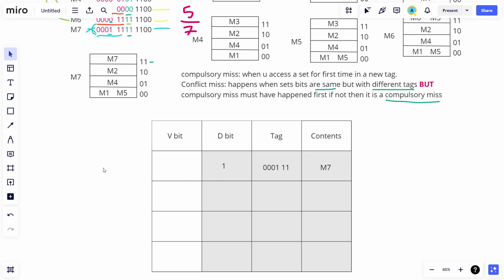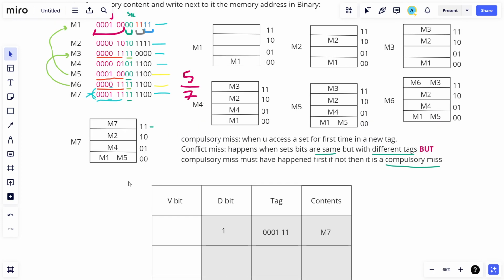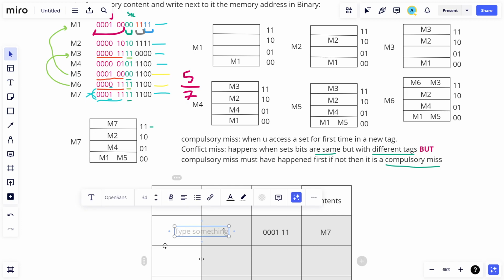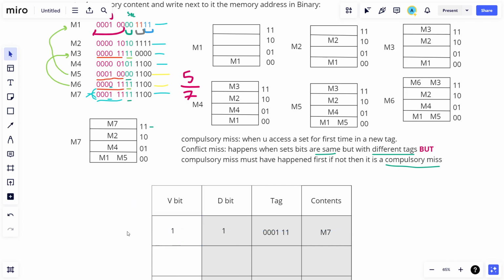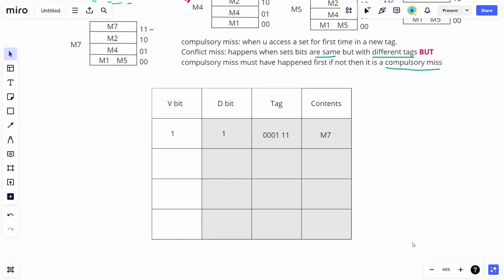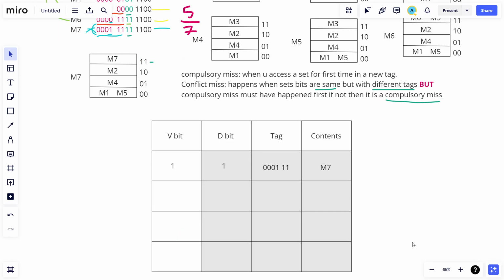Alright, what is vbit? Vbit means that this set is accessed. Did we access this set? Yeah, we did. I mean, we put M7 inside it. So 100% we accessed it, right? So we're going to write 1.